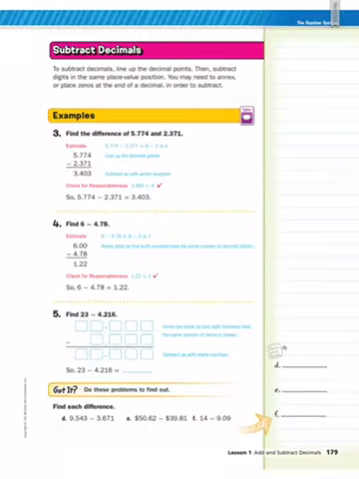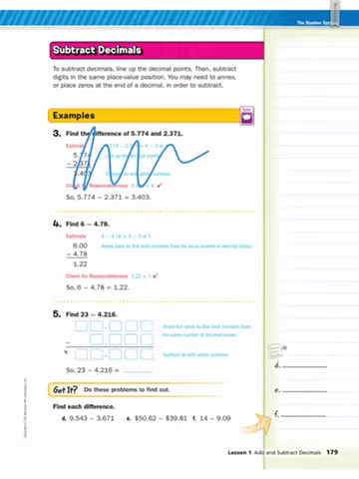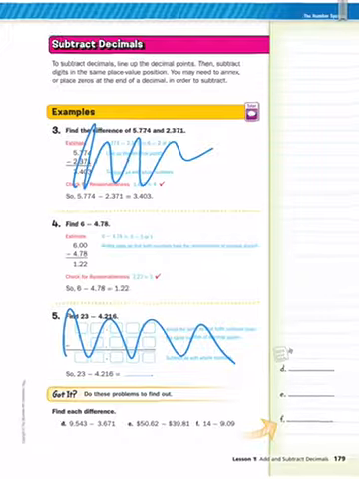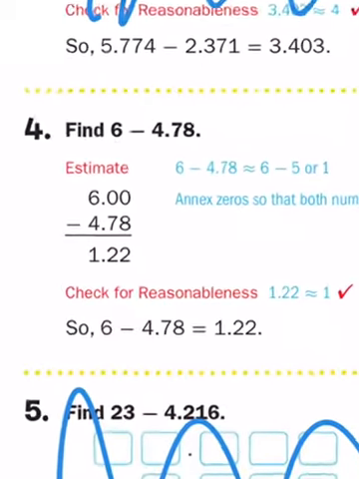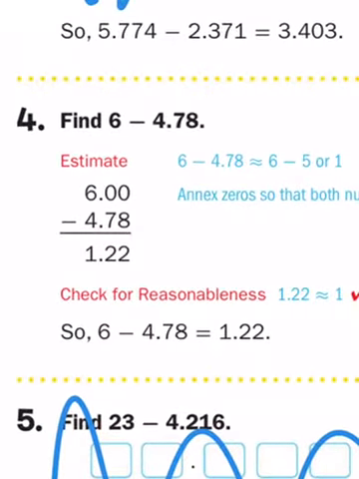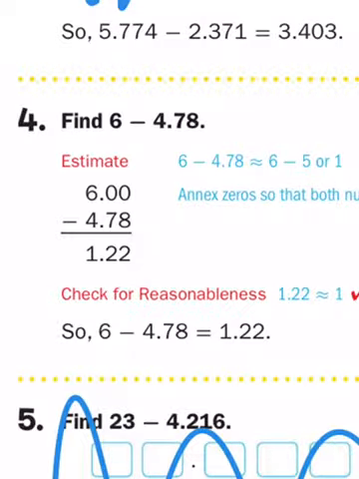Now we're on to the next page, and we're going to check out a subtraction one. So I want to go down to example 4. Example 3 and example 5, not a big deal. But example 4 is going to be key. So this one says find 6 minus 4 and 7/8.